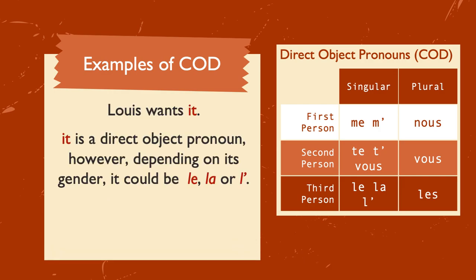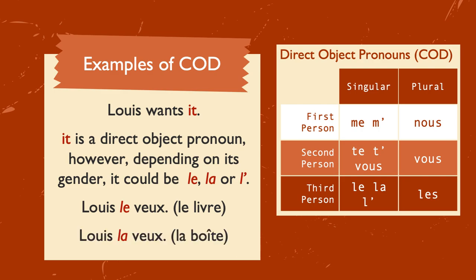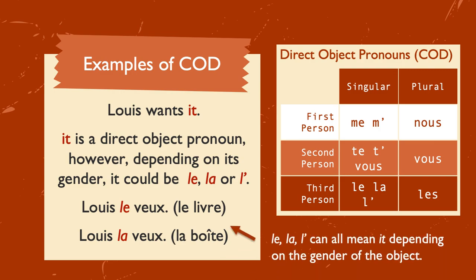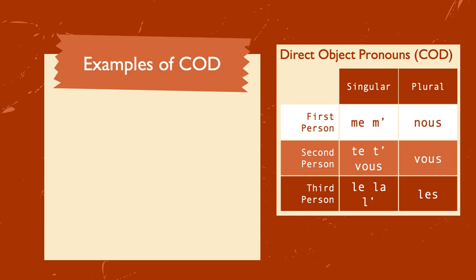Louis wants it. It is a direct object pronoun. However, depending on its gender, it could be le, la, or l'. Louis le veut. Le is referring to le livre, a book, a singular masculine noun. Louis la veut, la boîte, a singular feminine noun. So we're going to use la. Le, la, and l' can all mean it, depending on the gender of the object.